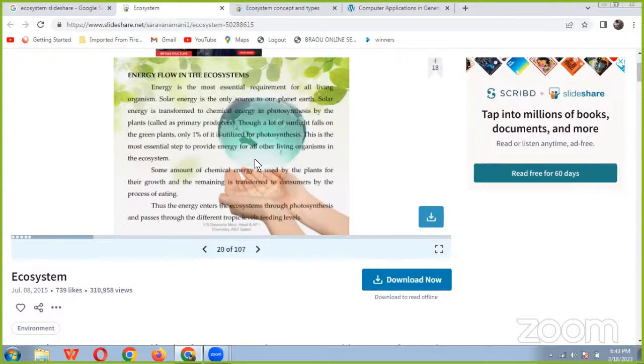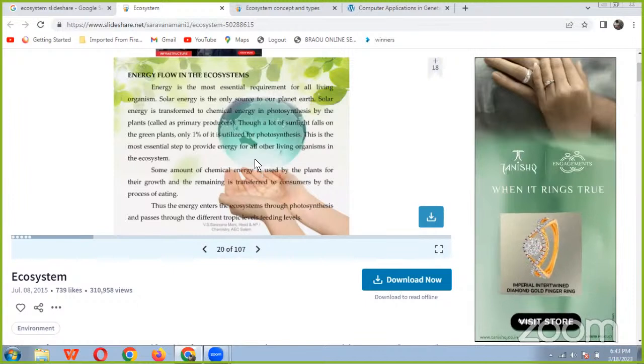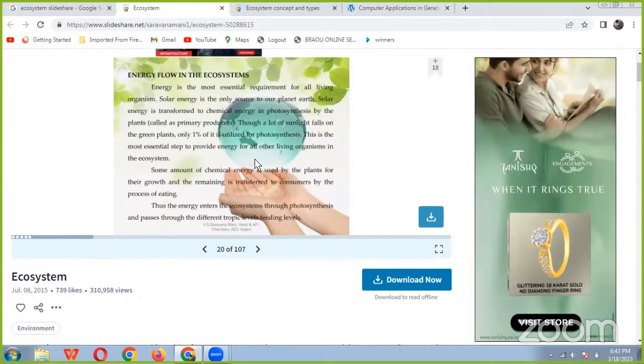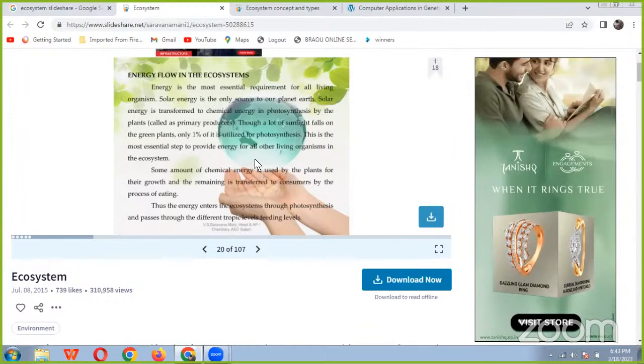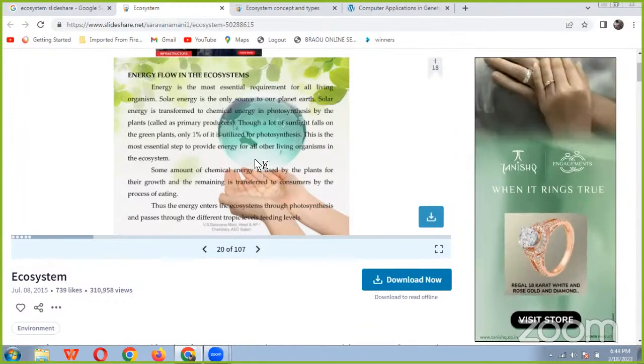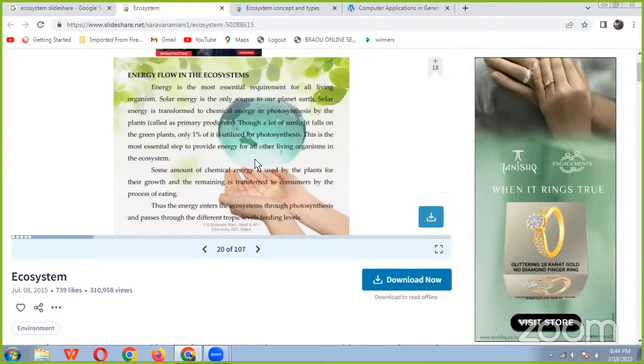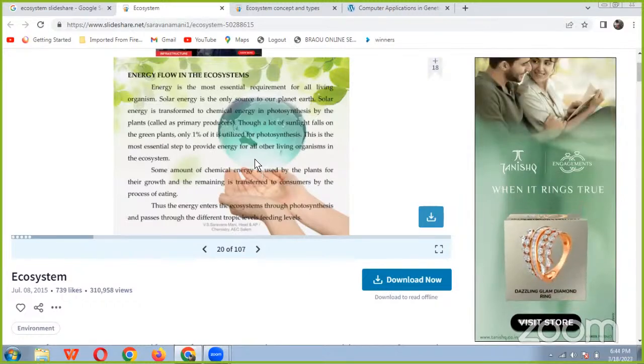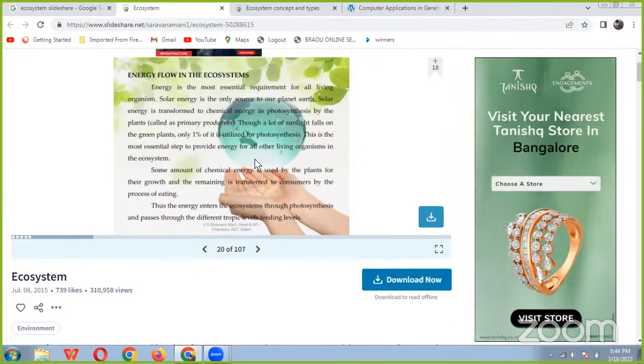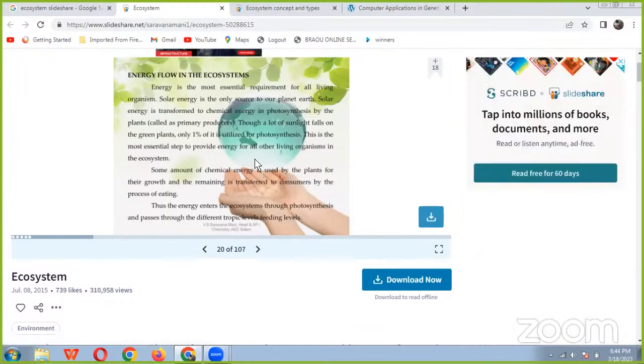Energy flow. What is the meaning of energy flow? Actually, energy is transferred from one trophic level to another. For example, it is represented by the ecological pyramids. At the base, the bottom, are the producers, next are the consumers, next are the decomposers. Energy is transferred from one trophic level to another, gradually decreasing the energy levels.